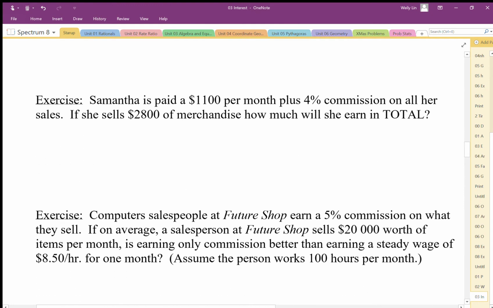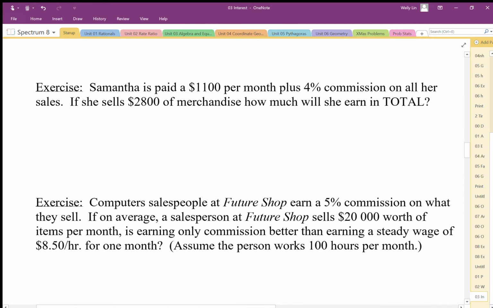Samantha's paid partially with salary, so she earns $1,100 per month as salary, and then her commission rate is 4% on all her sales. The $1,100 is separate from her commission. Her commission is based on how much she sells. So this 4% commission only applies to the amount she sells. We're going to figure out her total earnings here.